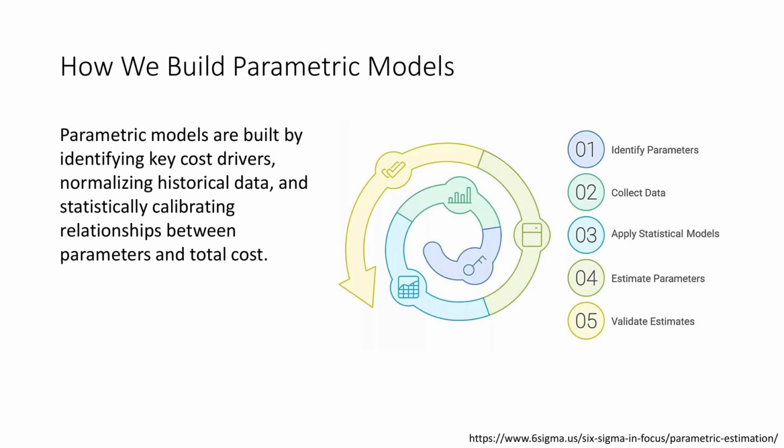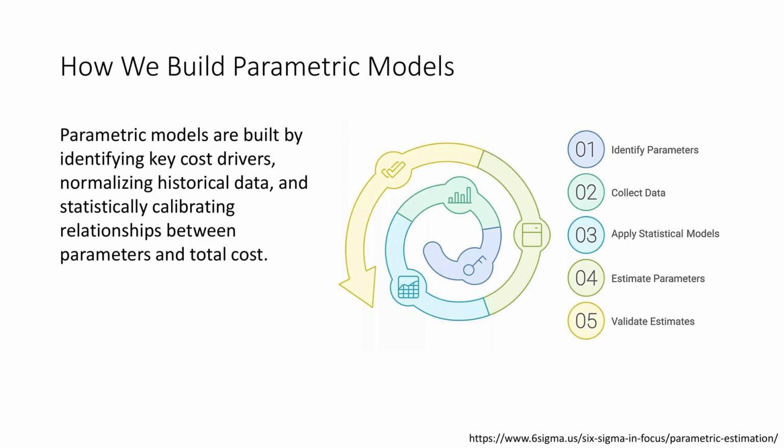This slide shows how parametric cost models are built, not how estimates are produced. First, we identify parameters, the measurable variables that consistently explain cost across many projects, such as gross square footage, number of stories, building height, or perimeter. These are chosen because they correlate strongly with total cost, not because they are easy to measure. Next, we collect data from historical projects and standardized cost databases.